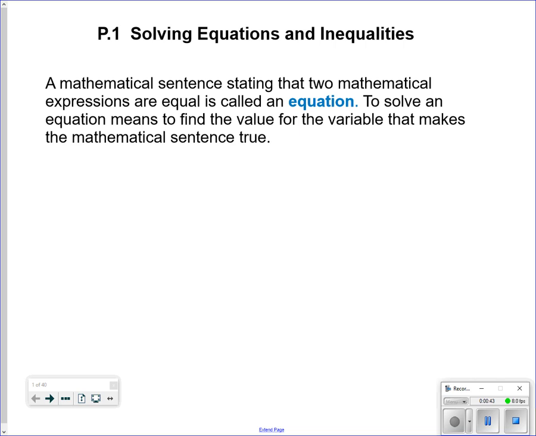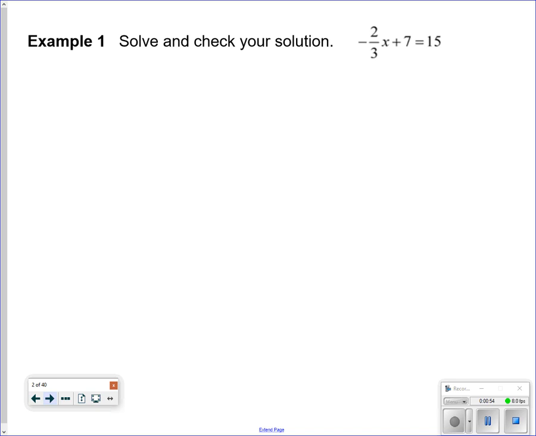Some equations have more than one variable, and sometimes we have to solve equations with more than one variable, but ultimately we solve an equation for a particular variable. So we're going to solve this next one. We want to isolate the variable, meaning we want to get the variable by itself. So you want to do inverse operations. If it's a plus 7, I'm going to subtract 7 from both sides.